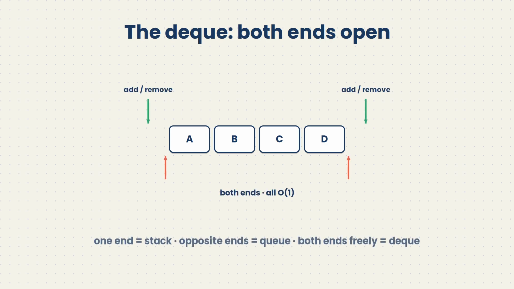Closely related is the deque, short for double-ended queue. A deque lets you add and remove from both the front and the back, all in O of 1. It is the Swiss Army knife of these structures. Restricted to one end, it behaves like a stack. Use one end to add and the other to remove, and it behaves like a queue. In fact, in real code, a deque is often what you reach for to get either one.